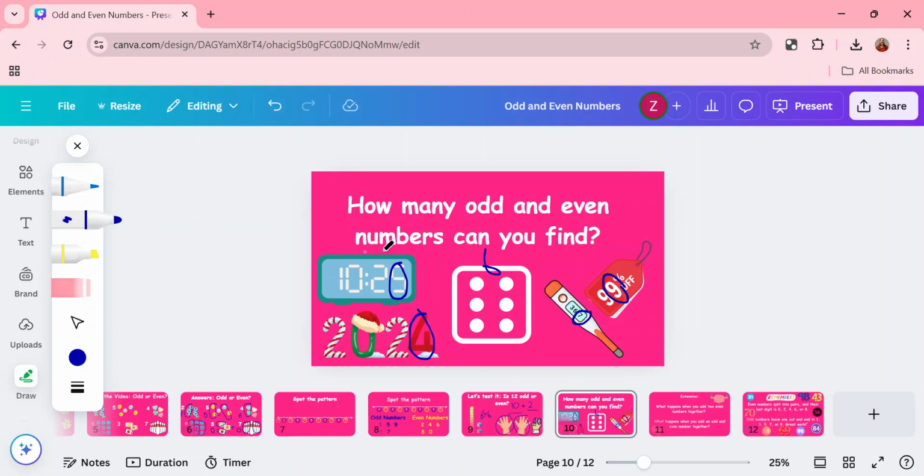Let's come back. 1025. 5 is odd, so 1025 is odd. 6 is even because it's two groups of 3. 99 is odd because 9 is two groups of 4 with 1 left over. 7 is odd because 7 is two groups of 3 with 1 left over. 4 in 2024 is even because 4 is split into two groups of 2.